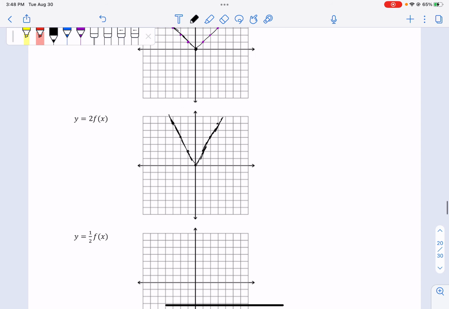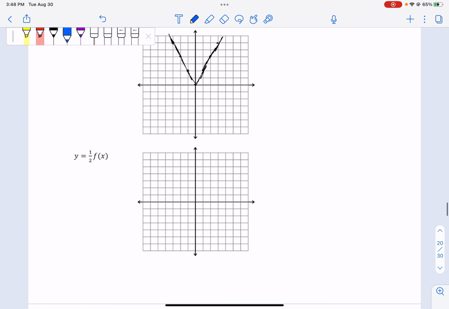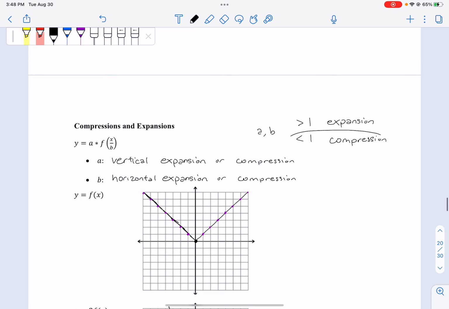Now, remember our original, let me write it on the same graph in case you forgot. Our original looks like this. So every single point, instead of multiplying by 2, we're multiplying by half. And this is our a value, and this is a compression because it is lower than 1.